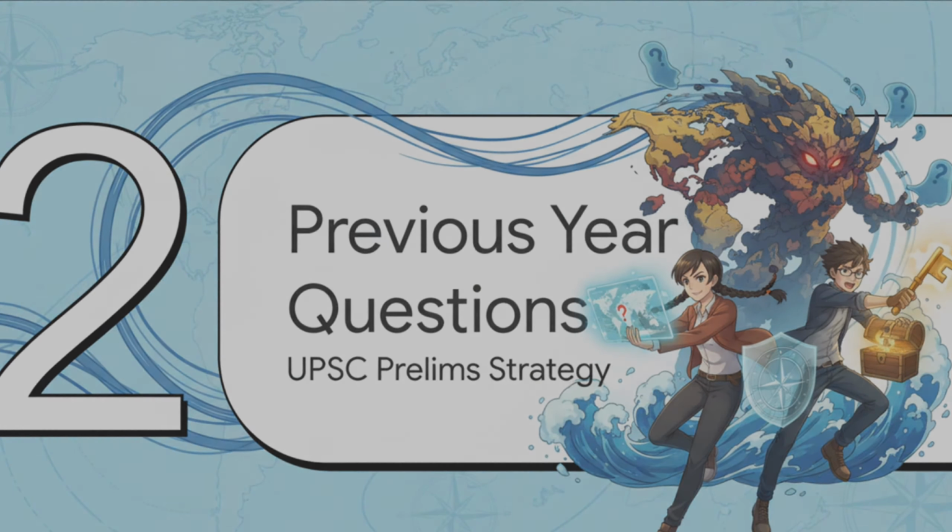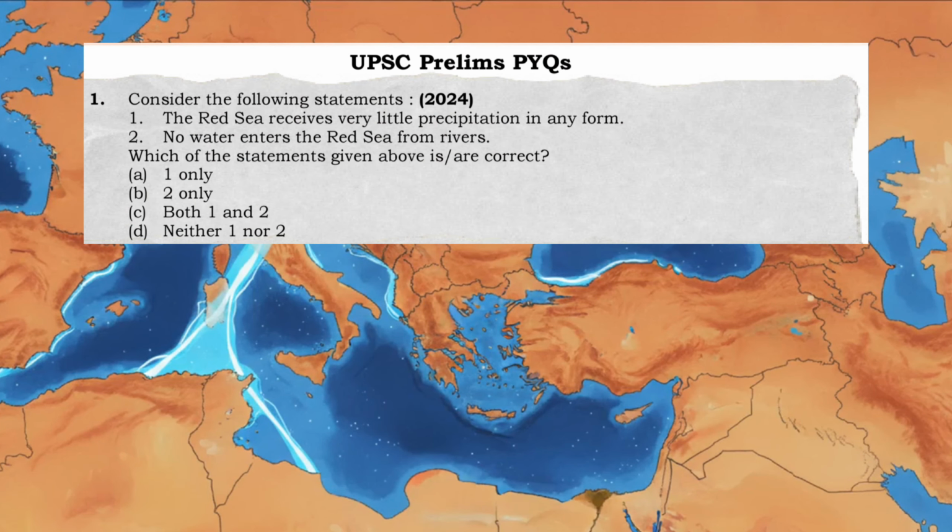Previous year questions. Question 1, UPSC Prelims 2024. Consider the following statements. 1. The Red Sea receives very little precipitation in any form. 2. No water enters the Red Sea from rivers. Which of the statements given above are correct? Option A, 1 only. Option B, 2 only. Option C, both 1 and 2. Option D, neither 1 nor 2.